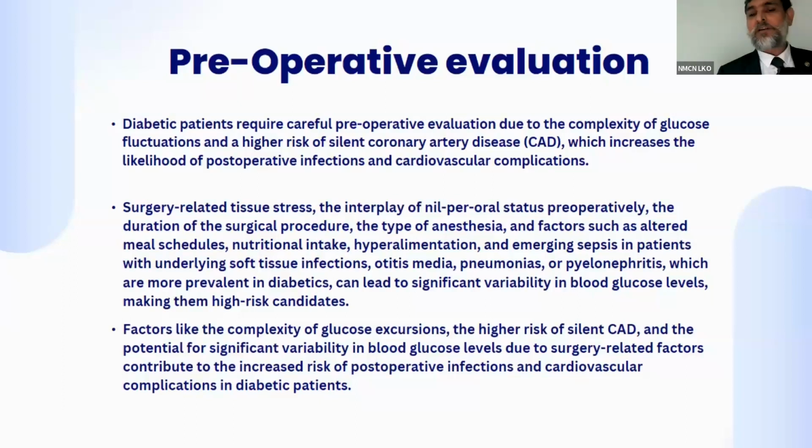Surgery-related tissue stress is always there. The interplay of nil per oral status preoperatively is always there. The duration of the surgical procedure, the type of anesthesia, and factors such as altered meal schedules, nutritional intake, hyperalimentation, and emerging sepsis in patients with underlying soft tissue infections, otitis media, pneumonias, pyelonephritis, which are more prevalent in diabetics, can lead to significant variability in blood glucose levels, making them high-risk candidates. Factors like complexity of glucose excursion, high risk of silent coronary artery disease, and the potential for significant variability in blood glucose levels due to surgery-related factors contribute to the increased risk of post-operative infections and cardiovascular complications in diabetic patients.